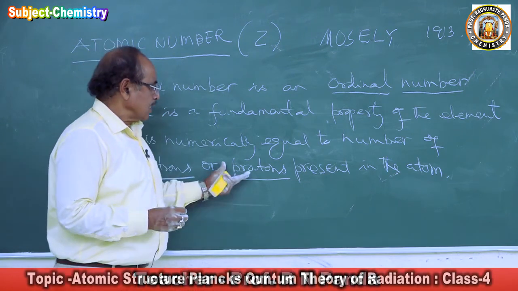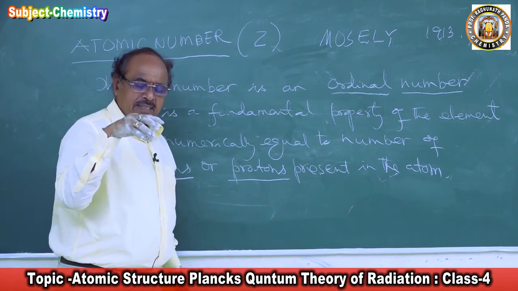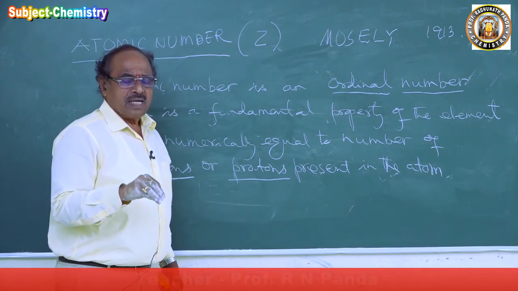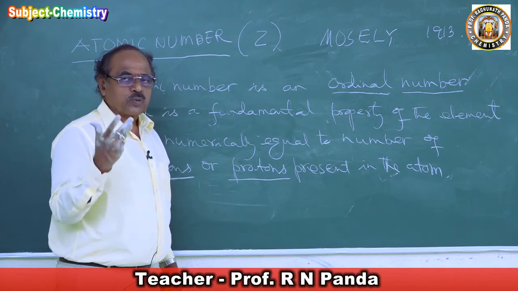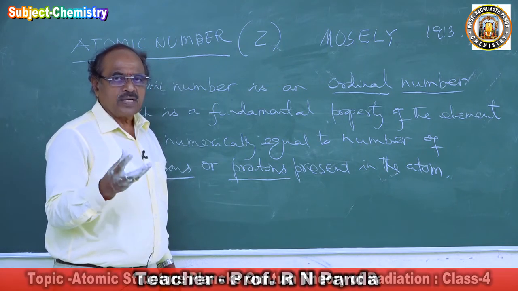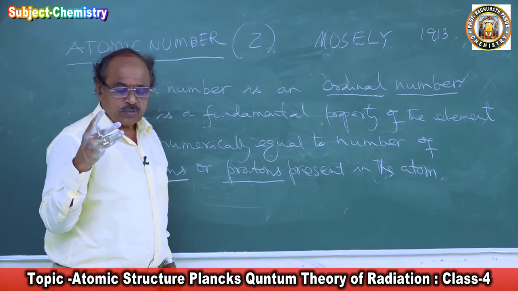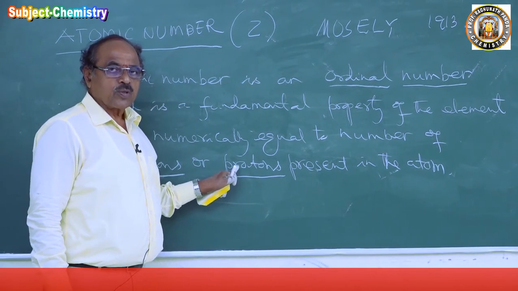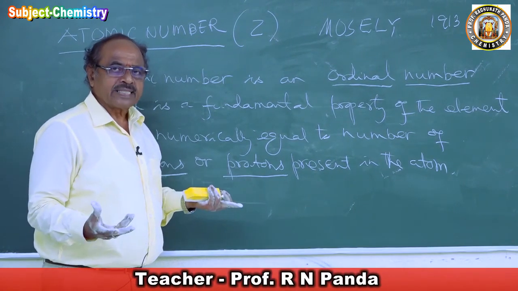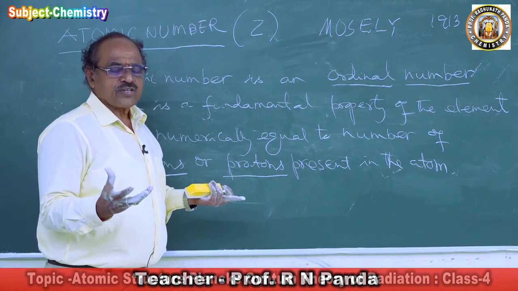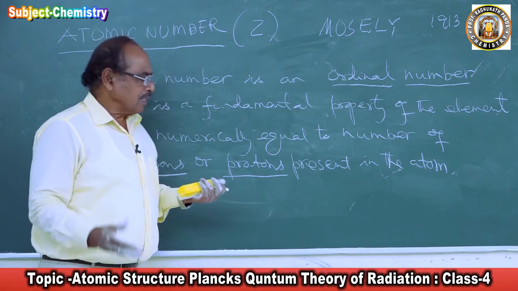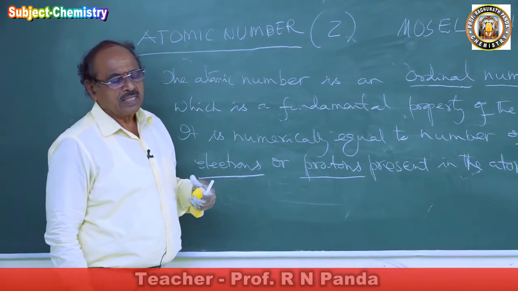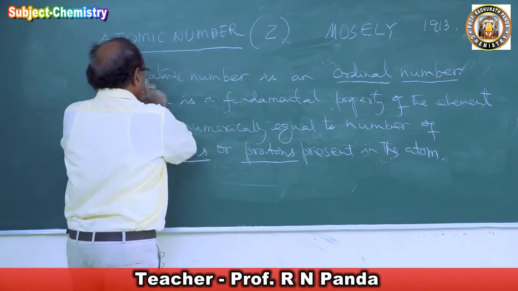So the protons concentrate at the center of the atom, and the nucleus consists of protons and neutrons. The number of neutrons is decided by the number of protons. The protons determine the physical property, the nuclear charge of the atom of an element, and the electrons determine the combining capacity. Hence the atomic number determines the properties; it is a fundamental property.